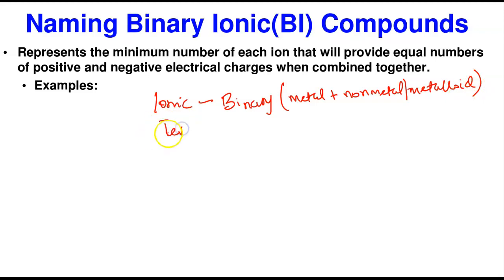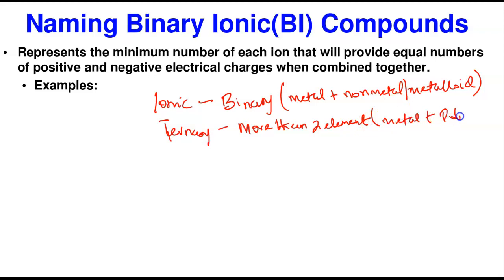And then we have the ternary. The ternary ionic contains more than two elements. Usually one of those elements is a metal, and it has to be represented plus a polyion. We're going to talk about this as we move on in this class. It has to have a polyion.